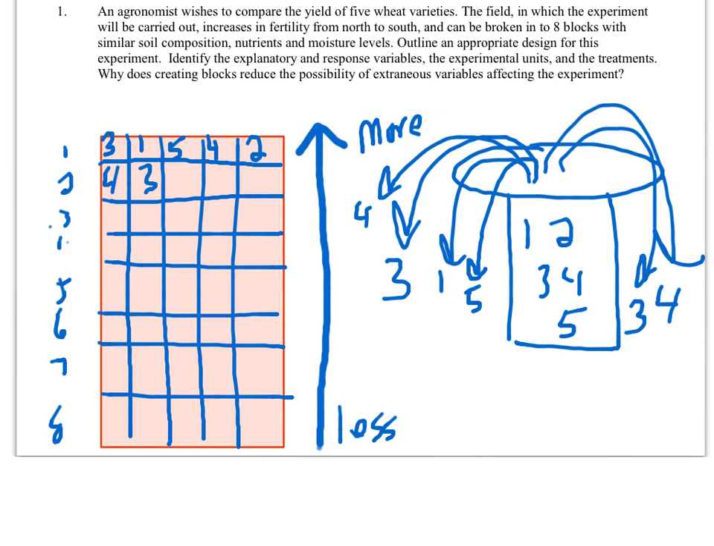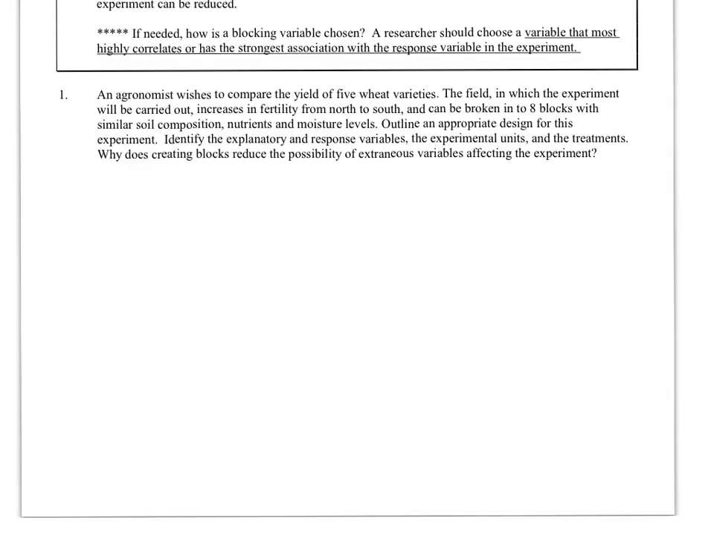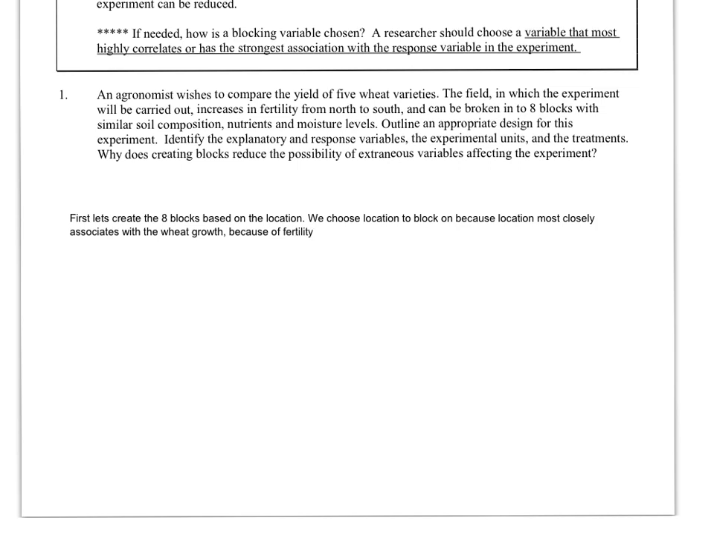Okay, let's write this out now. Now that we drew out the picture of what we want to do, let's go ahead and write it out the way that we'd want to do it. First, let's create the 8 blocks that we need based on the location. We choose location to block on because location most closely associates with the wheat growth because of the fertility, nutrients, moisture, etc. So that's why we're going to choose the block.